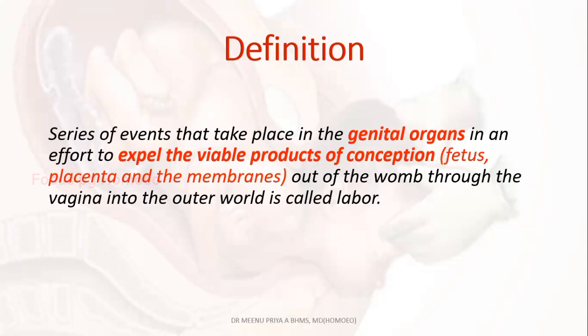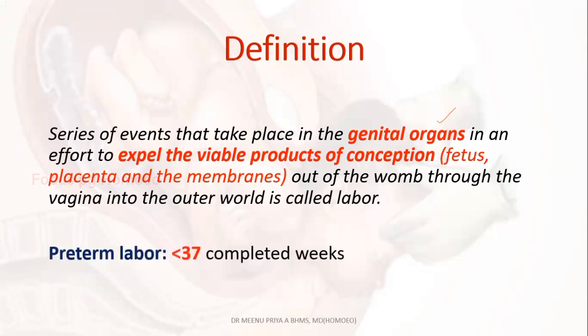So viable products are living products of conception, and these products are fetus, placenta, and the membranes. So these three, the effort taken by the mother to expel the viable products, and it takes place in which area? It is in the genital organs, and out of the womb through the vagina into the outer world is called labor. Now this is just labor.